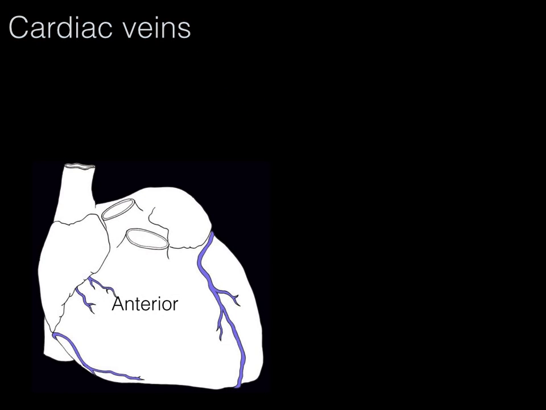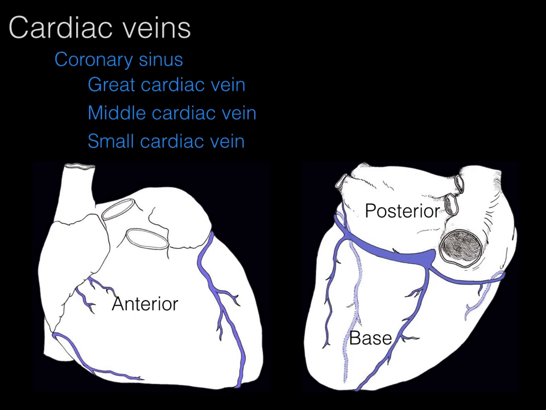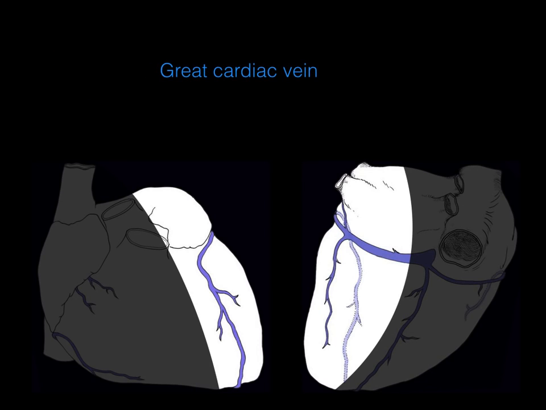This brings us to our next topic, which is cardiac veins. The cardiac veins we're going to see in this anterior view of the heart and this posterior inferior view. You see the posterior view in the base of the heart, and in blue are the cardiac veins, the coronary sinus and the great, middle, and small cardiac veins. Let's start first because the great, middle, and small all feed into the coronary sinus. So let's start with the great cardiac vein first.